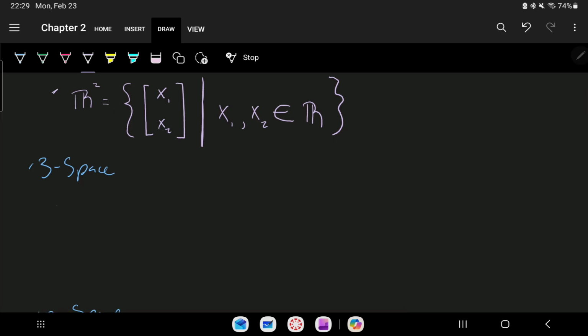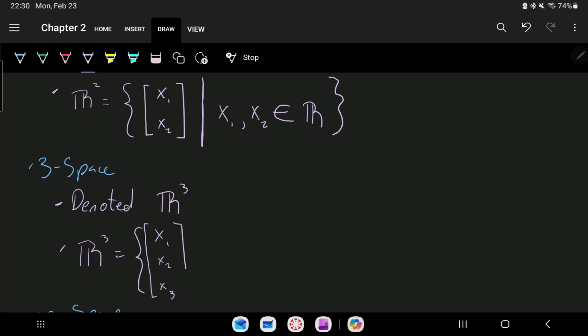Similarly, Euclidean 3-space is going to be denoted as R superscript 3. I'm sure you can see where I'm already going with this, but just the same way, we can write this in general set theory notation to denote that this is any vector with 3 components, and each component is a real number.